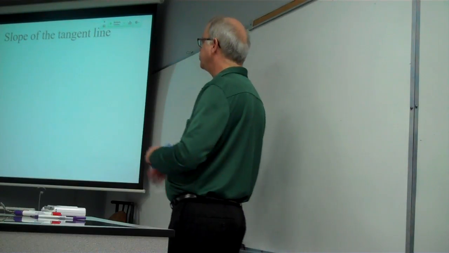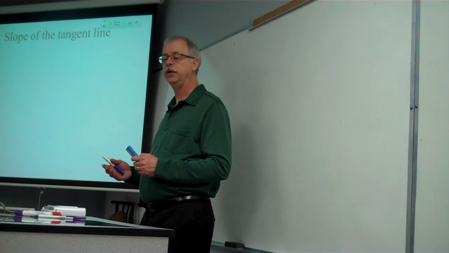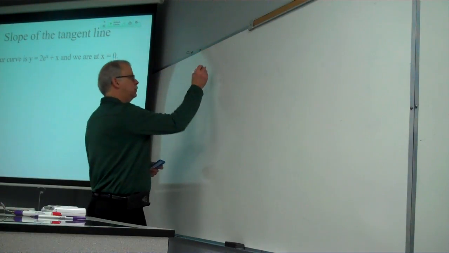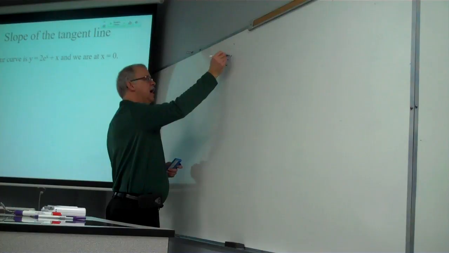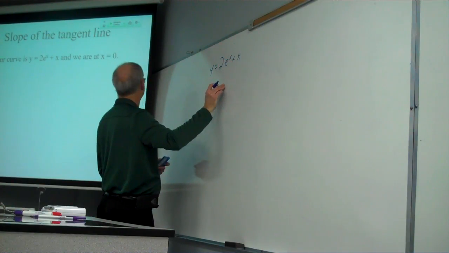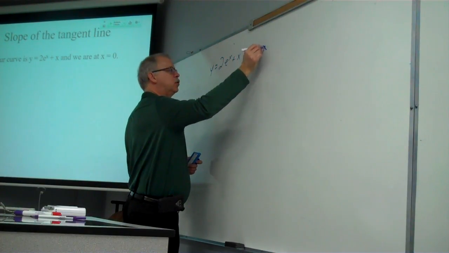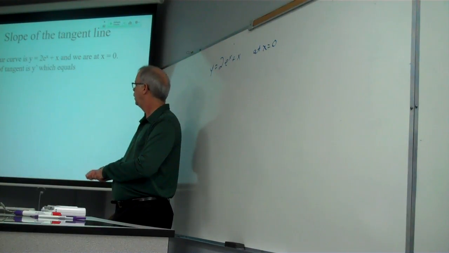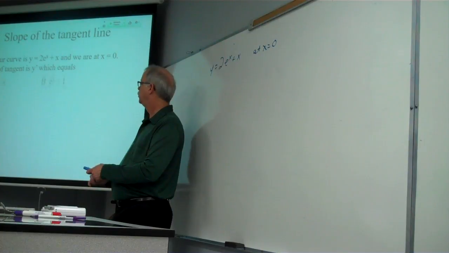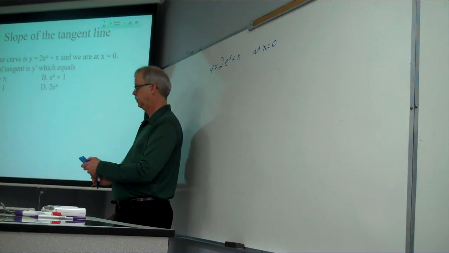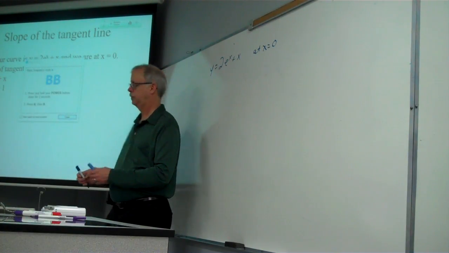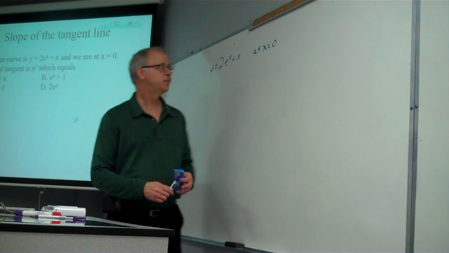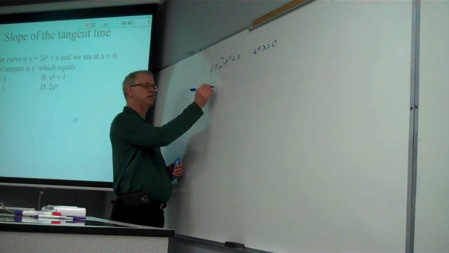So, our first interpretation, it's the slope of the tangent line. So if we had a curve, y equals 2e to the x plus x, and we're at x equals 0, we should be able to figure out the slope of the tangent line by taking the derivative. So for this particular function, what is the derivative?